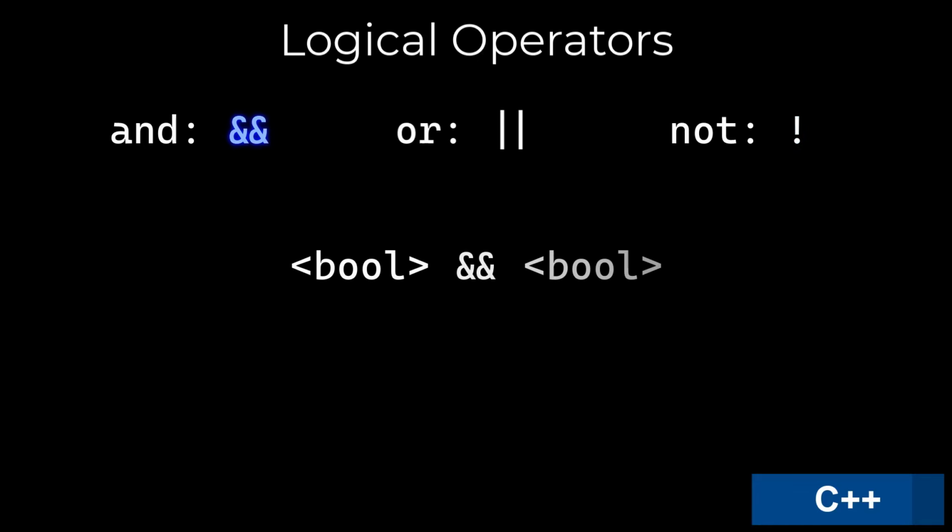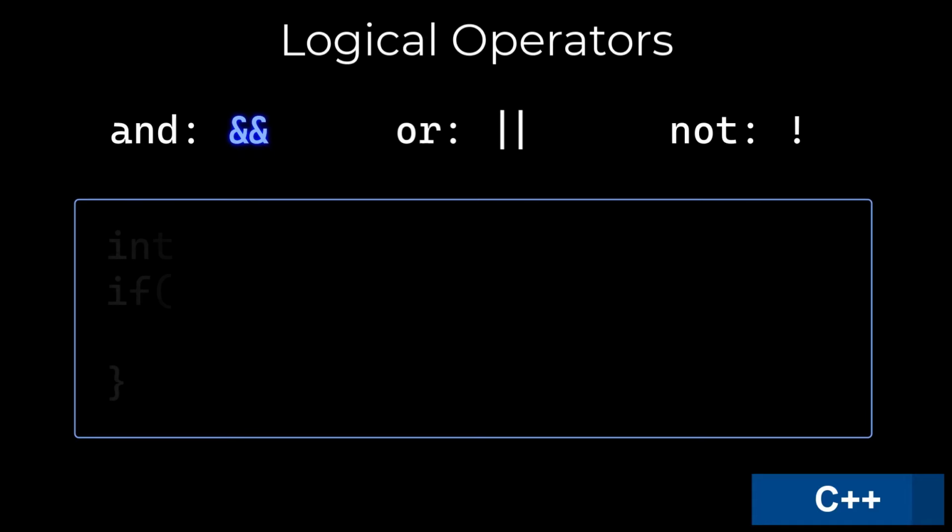For more complex decision-making, logical operators are required. Logical operators combine or change the true-false results of the comparison operators. There are 3 logical operators: and, denoted by 2 ampersands, or, denoted by 2 vertical bars, and not, denoted by an exclamation point. The AND operator combines two bools and evaluates true only if they are both true.